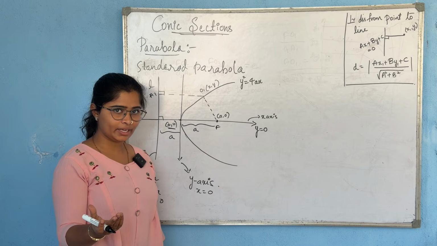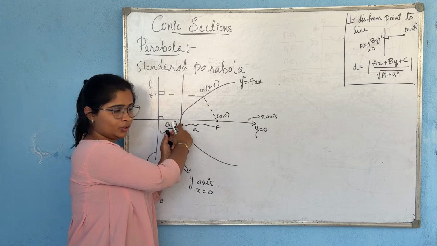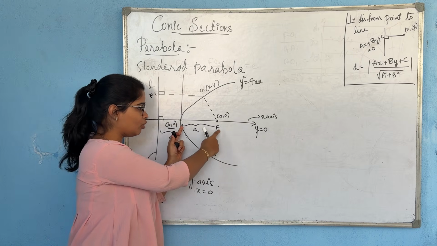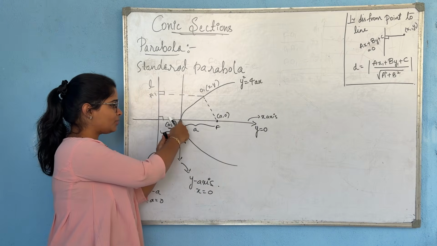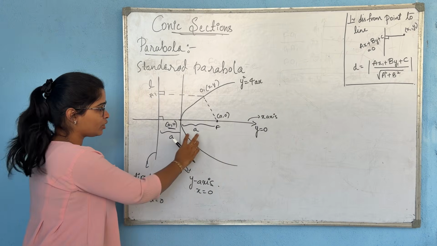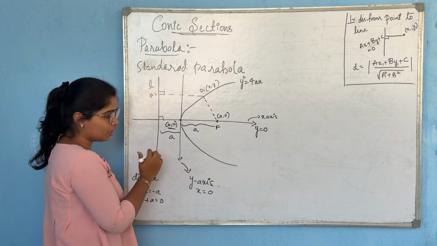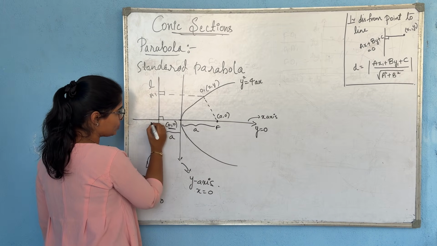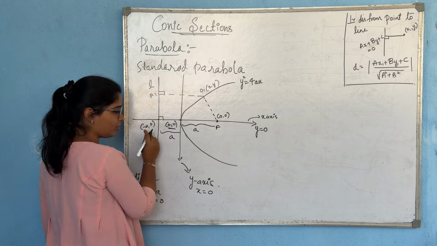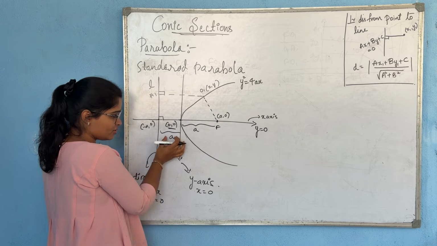When will the eccentricity be equal to 1? When the distance from the point to the focus is equal to the distance from the point to the line. Clear? So if this is a, this will also be a only. So if this is equal to a, then this point is minus a, 0, right? Clear? If this is a, this is also equal to a.